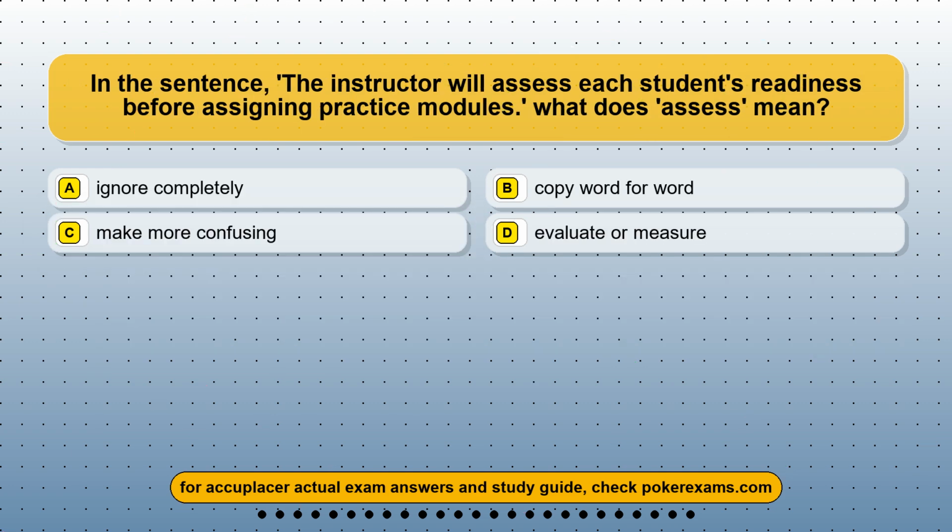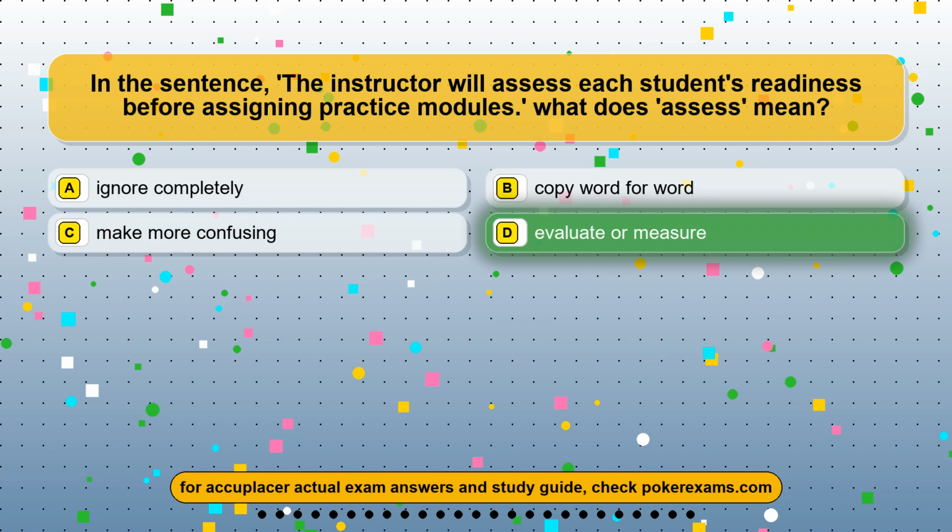Question 8. In the sentence, "The instructor will assess each student's readiness before assigning practice modules," what does assess mean? Option A, ignore completely. Option B, copy word for word. Option C, make more confusing. Option D, evaluate or measure.